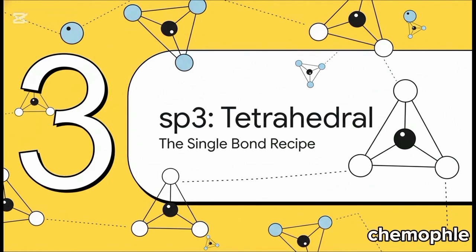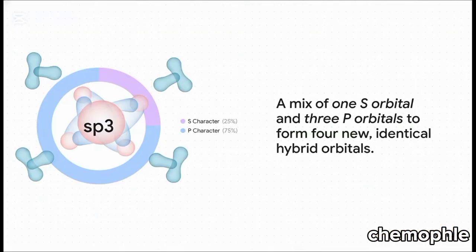Okay, let's look at our first and probably most common type of hybridization, sp3. This is carbon's go-to recipe for making single bonds, and it's the key to finally understanding our friend, methane. And what's cool is the name itself, sp3, tells you the exact recipe. It's made from 1 s orbital and 3 p orbitals. So if you do the math, each of these new hybrid orbitals is 25% s and 75% p. The name is literally the formula.